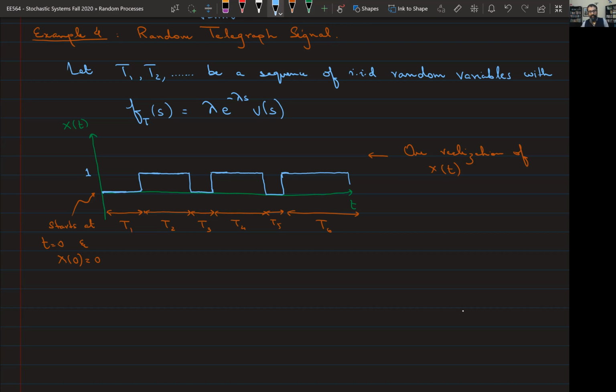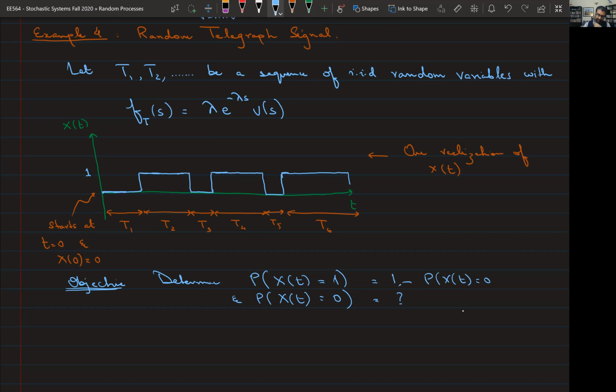So when I say first order distribution, what I need to describe is the PMF. So our objective is to determine the probability that x of t equals 1 and the probability that x of t equals 0. And I know that these are the only two values that the random process can take. Since they sum up to 1, all I really need to do is determine one of these, for example, the probability that x of t equals 0. Because the other is 1 minus the probability that x of t equals 0, this is the only probability we need to find.